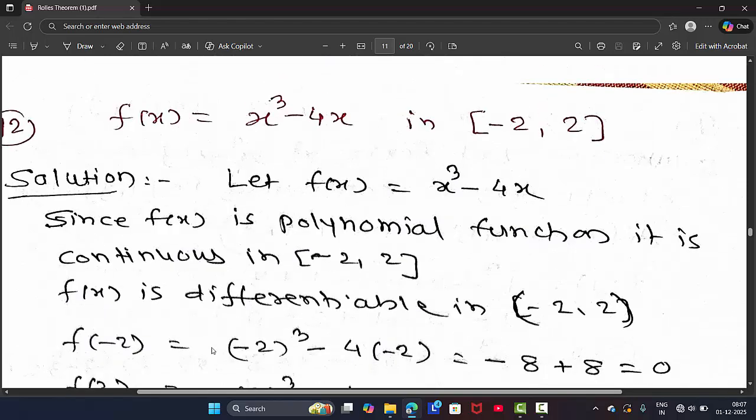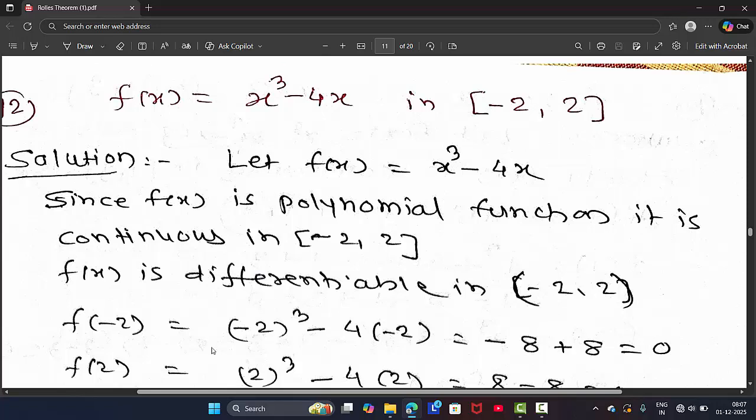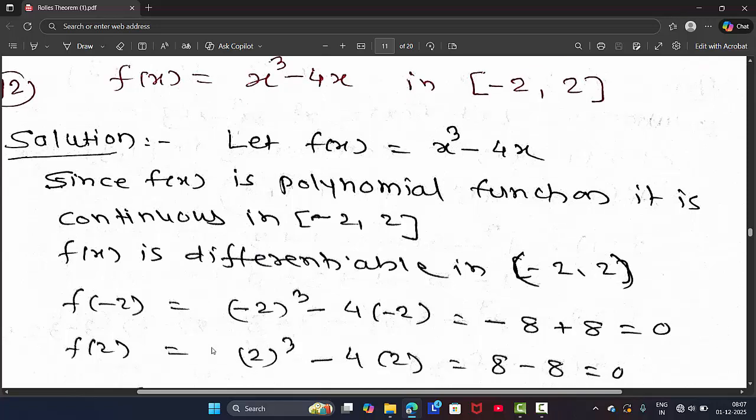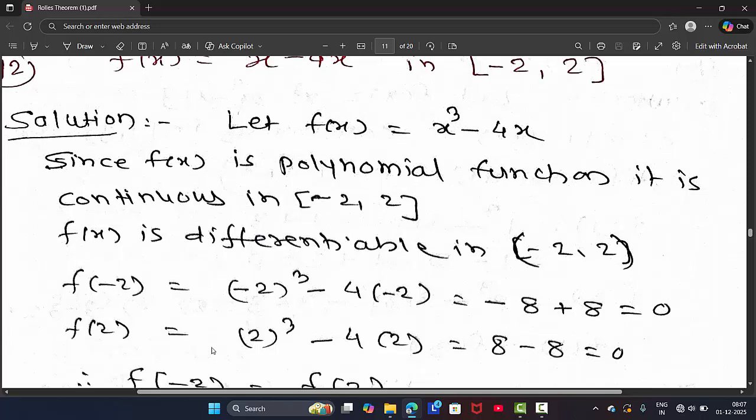12th problem. We have to verify Rolle's theorem for fx equal to x cube minus 4x in closed interval minus 2 to 2. Let fx equal to x cube minus 4x. Fx is a polynomial function, hence it is continuous everywhere. That's why it is continuous in closed interval minus 2 to 2. Fx is also differentiable because x cube minus 4x has a derivative 3x square minus 4. Hence it is differentiable in open interval minus 2 to 2.